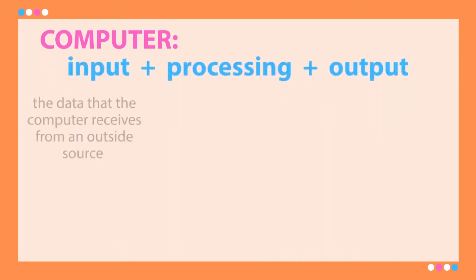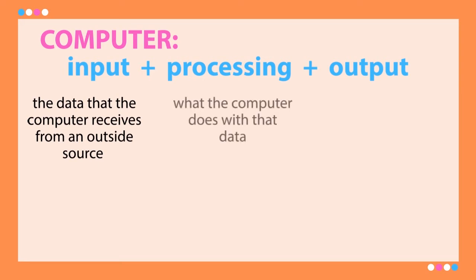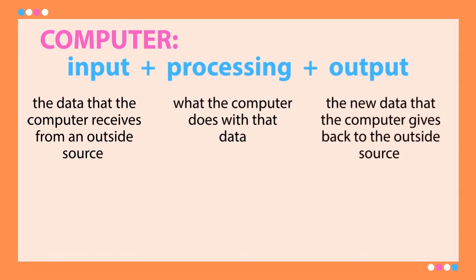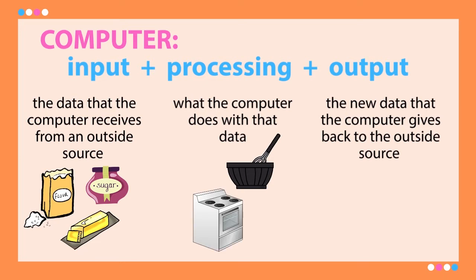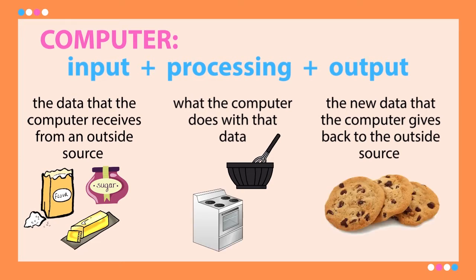The input is the data that the computer receives from an outside source. The processing is what it does with that data. And the output is the new data it gives back to that outside source. We can think of these steps with the example of baking some cookies. The inputs are the raw ingredients we get from the kitchen, like flour, sugar, and butter. The processing is when we mix all the ingredients together and then put them in the oven. And the output is our finished cookies.